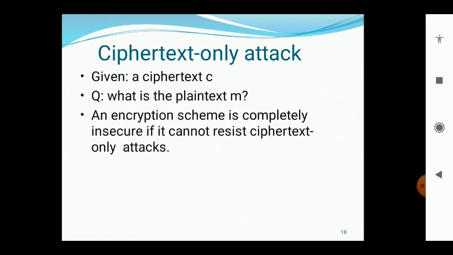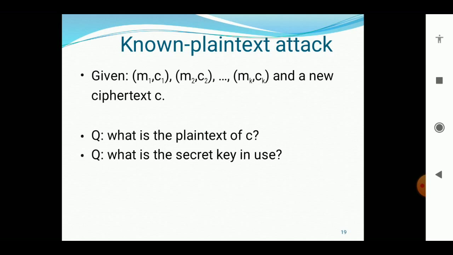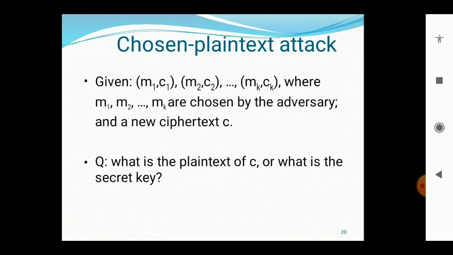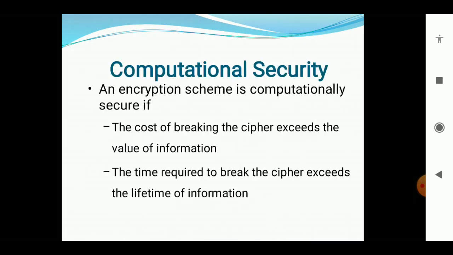and chosen text attack. In the ciphertext only attack, the purpose is, given a ciphertext C, to find what the plain text M is. We know the ciphertext and want to find the plain text, and an encryption scheme is completely insecure if it cannot resist a ciphertext only attack. In the known plain text attack, we have M1 C1, M2 C2, M3 C3, where M1 represents the plain text, and a new ciphertext C. What is the plain text of C, and what is the secret key in use? The chosen plain text attack has a similar type of relationship.